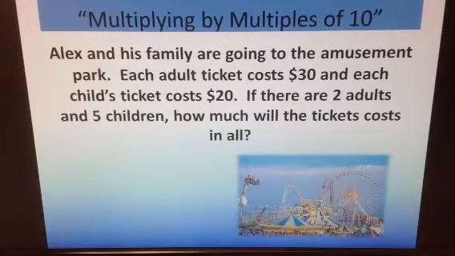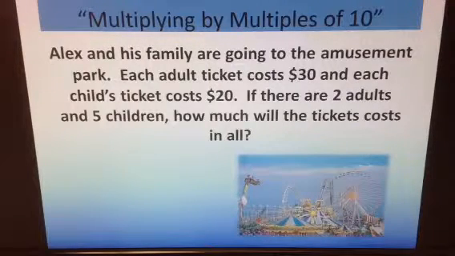Here's a two-step problem that was tricky. Alex and his family are going to the amusement park. Each adult ticket costs $30, and each child's ticket costs $20. If there are 2 adults and 5 children, how much will the tickets cost in all? Pause the video if you need to solve this.